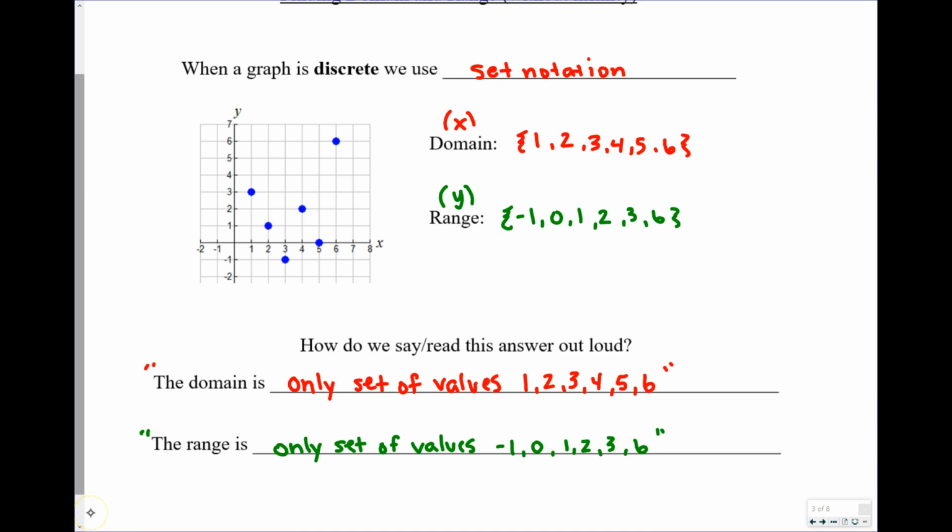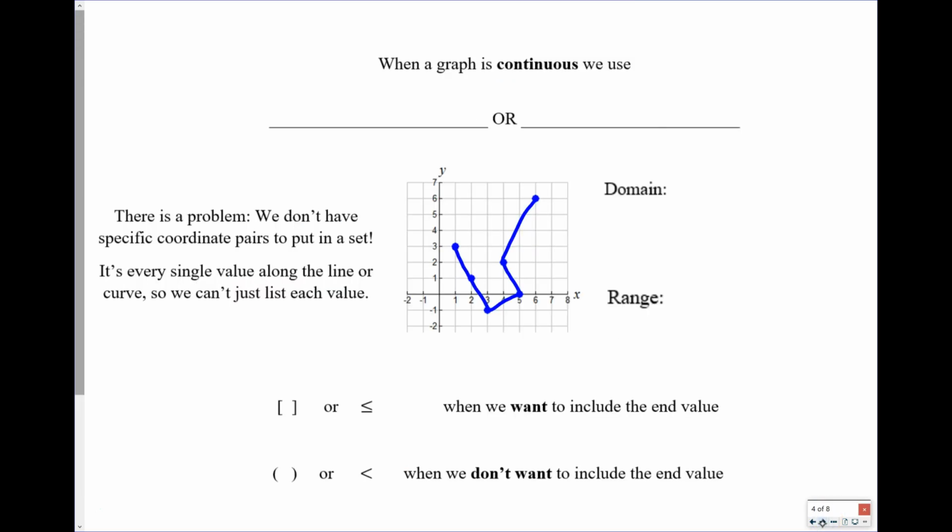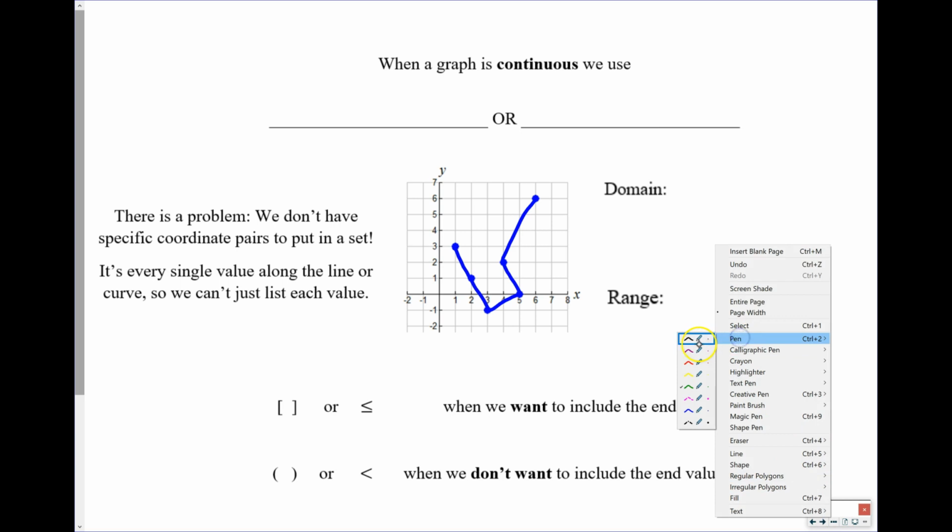So now we're going to talk about how we find domain and range of a continuous graph, which is a very different type of thinking. I'll show you what I mean. When the graph is continuous, we no longer use set notation. We no longer use those squiggly brackets. For domain and range of continuous functions, we actually have two ways we can write this. The first way we can write it is called interval notation.